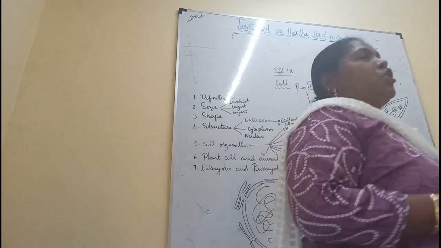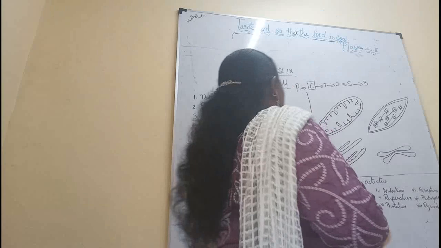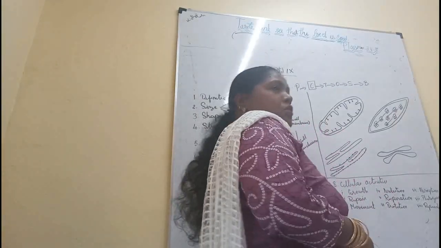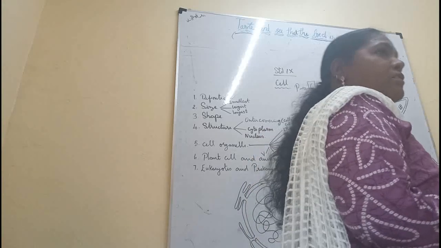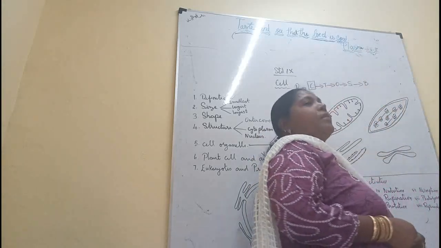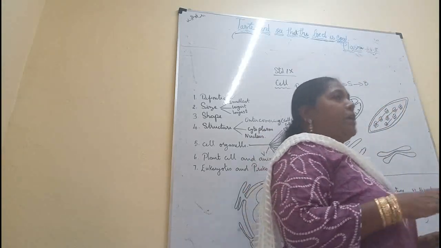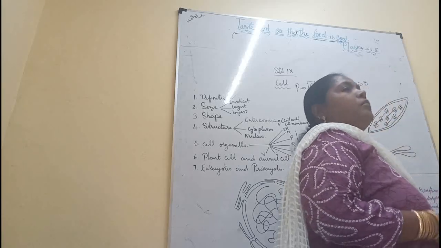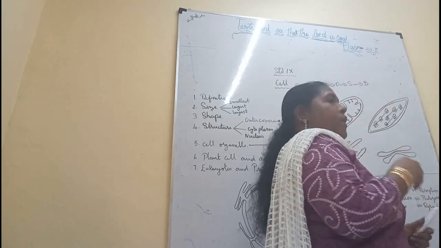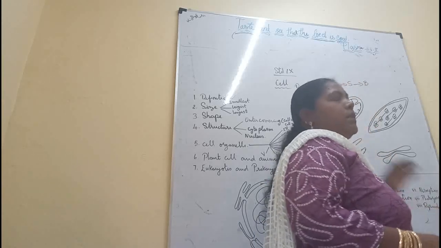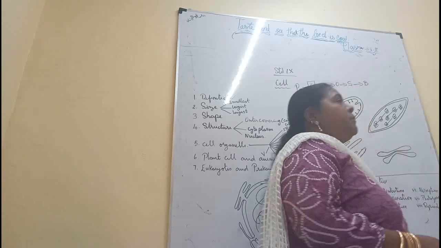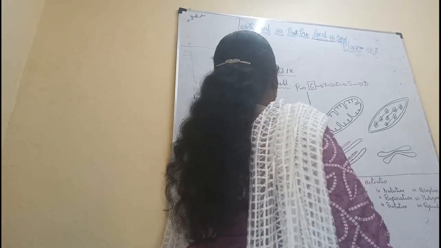Now, what will be the size of the cell, and what will be the shape of the cell? From lower classes you have been studying about plant cell and animal cell. From 6th standard you are studying plant cell and animal cell, correct? And the basic structure of plant cell and animal cell, you all know. We are going to pay more attention to the extra points that we are going to learn, so these things we will go a little faster.